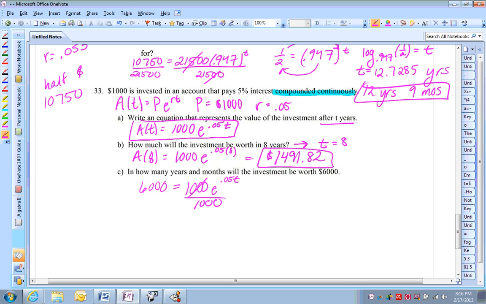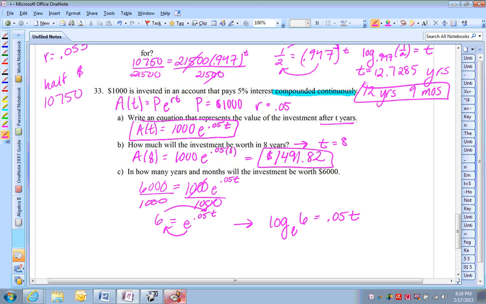So I'm going to divide by 1,000 first to get rid of that. And you end up with 6 equals e raised to the 0.05 times t. Now, since we have an exponential equation, we want to write it as a logarithmic equation. So we always start with our base. Remember, we're going to log roll. Start with our base, pick up the 6, and then go back to the exponent of 0.05 times t. So I'm going to write this as log base e of 6 equals 0.05 times t.